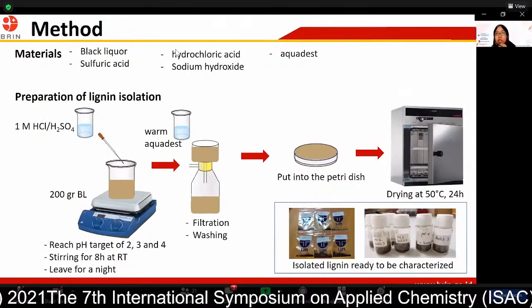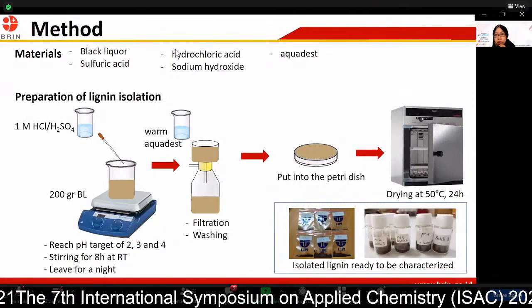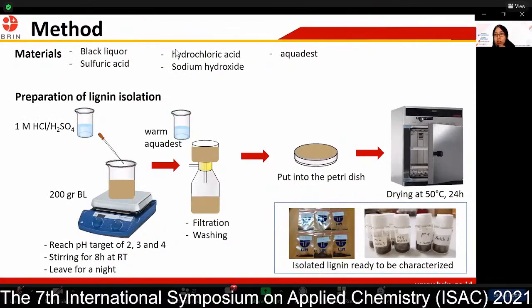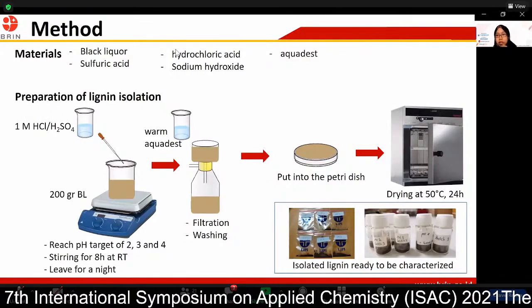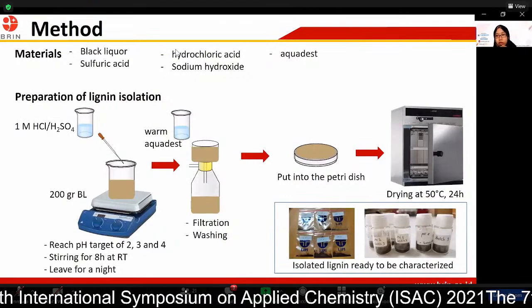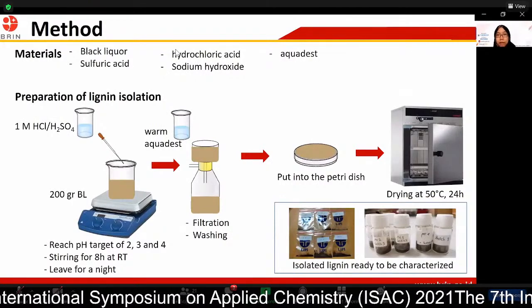Then it is put into a container and dried in the oven at 50 degrees Celsius for 24 hours. And the next day we have the product, isolated lignin, that is ready to be pulverized.